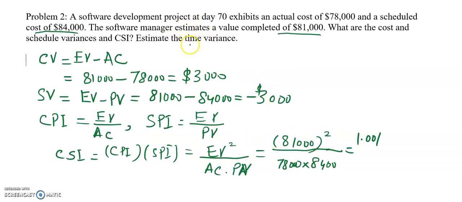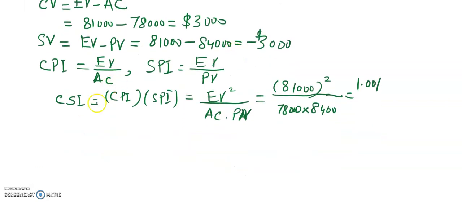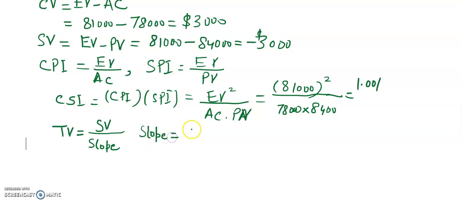The next thing is we have to find the time variance. Time variance is actually the schedule variance divided by the slope. The schedule variance we have already calculated. Slope in this case means the amount that needs to be spent per unit number of days. For example, the planned value was $84,000.